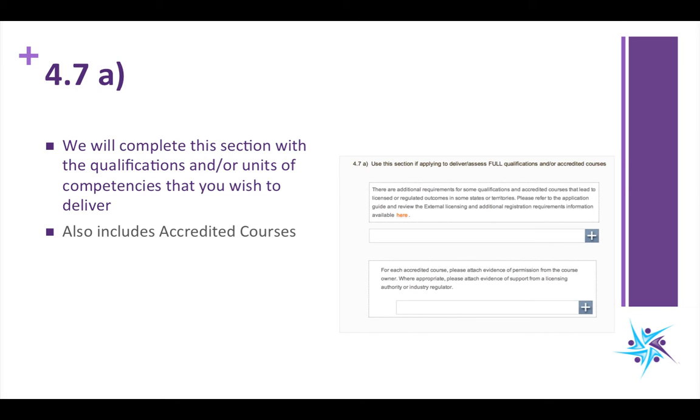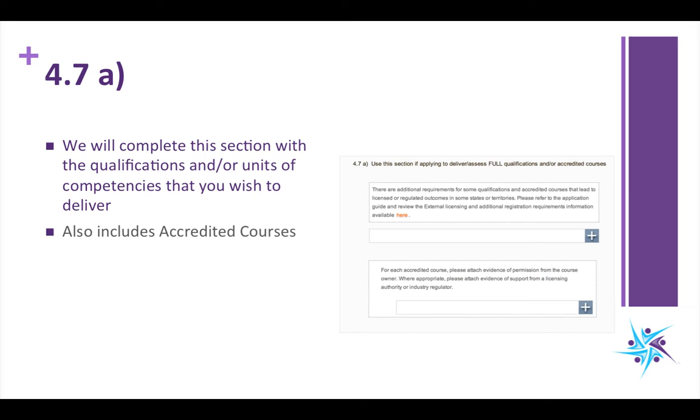4.7 has two sections, A and B. Section A is where we upload all of your details for the qualifications that you wish to offer. So we're going to put on the qualifications and the units of competencies, and this also includes accredited courses that you may want to add to your scope.